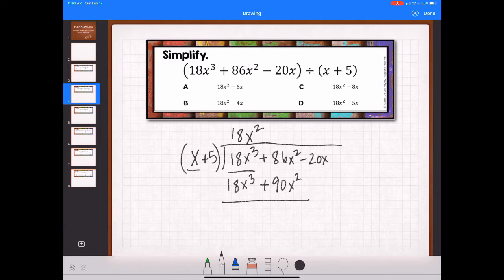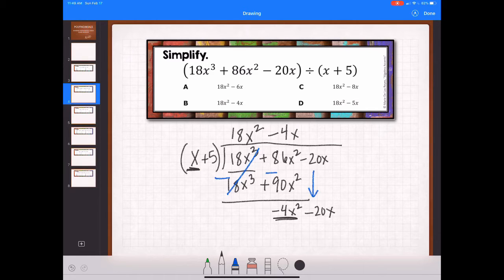Then we're going to subtract, which means opposite, opposite. This cancels. 86x squared minus 90x squared gives us negative 4x squared. Now we are going to bring down the negative 20x. Repeat the process. So now we're comparing x times what gives us negative 4x squared? So that would be negative 4x.